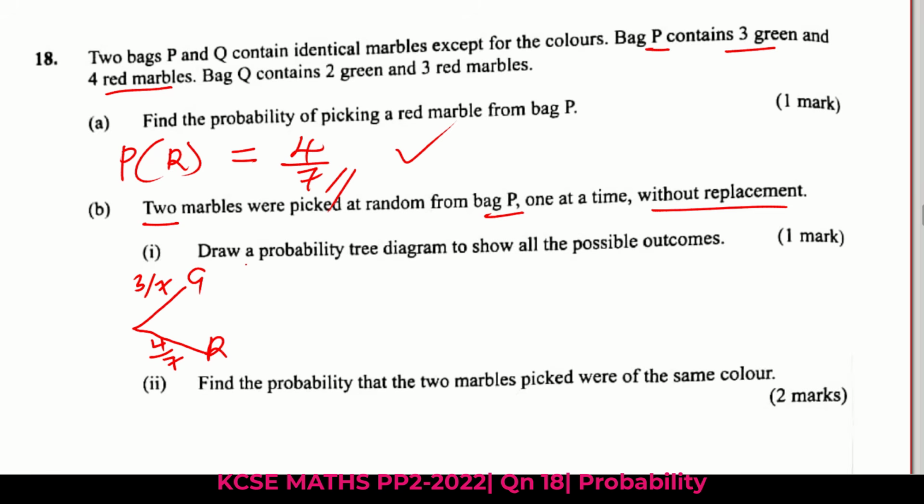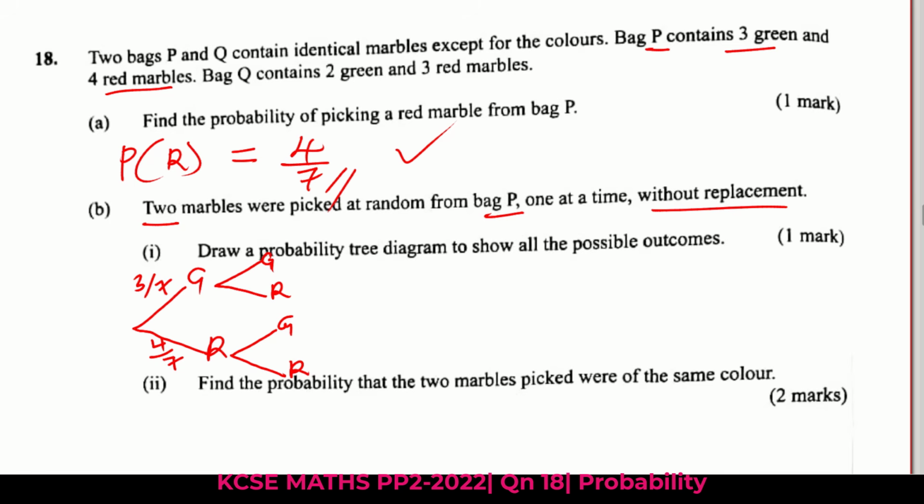Now let's go to the second pick. For the second pick, you have to draw another branch like this. These all represent the second pick. So you have green, red, green, red. There's a keyword here, without replacement. So what do we mean by without replacement?